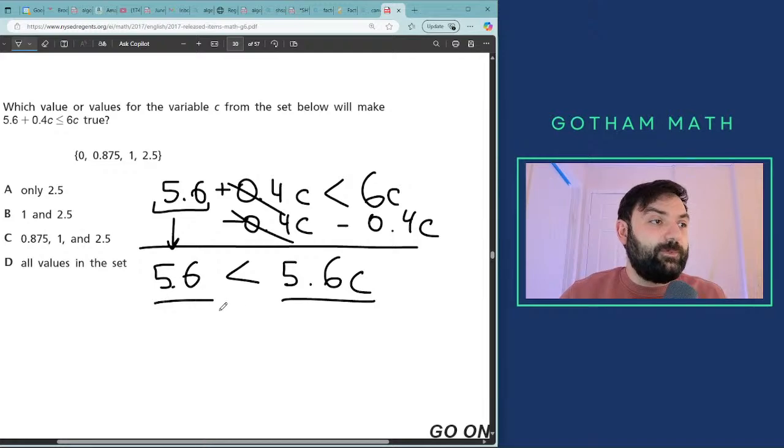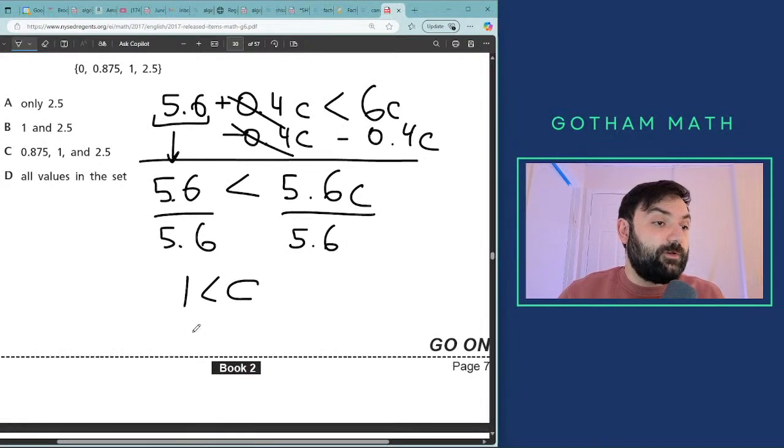And now we divide by 5.6 divide by 1.6. We get 1 is less than c, or in other words, c is greater than 1. This is the same thing, by the way. So what does that mean?